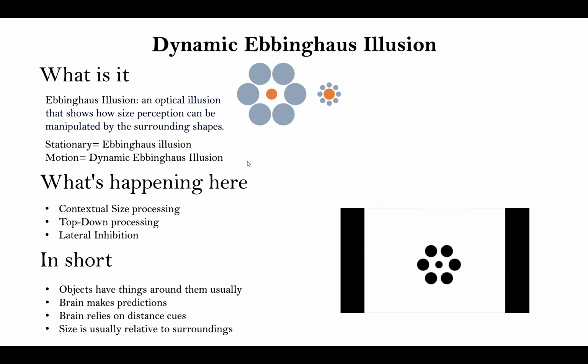And so what's happening here? I believe that there are three processes that are involved in this illusion. The first one, I believe, is contextual size processing. This is where your brain judges the size of an object based on things around it. Normally, there are objects around everything that you look at, and so your brain uses those objects to get some size context for the thing you're looking at.